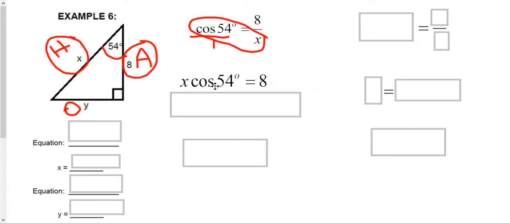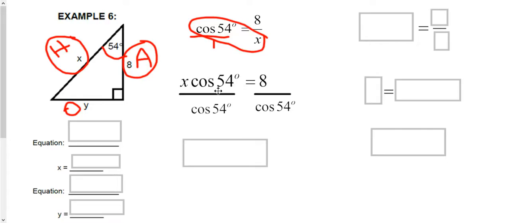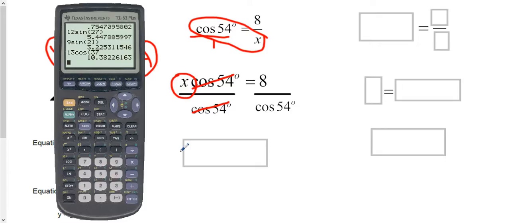Now, since this is multiplication, to get x by itself, I'm going to divide away this cosine of 54. So on paper, it looks like this, and you should write it down. We're dividing both sides of the equation by the cosine of 54. What happens is it cancels out, and we get x all by itself over here. What does x equal? It equals now not 8 times the cosine of 54, but 8 divided by the cosine of 54 degrees. So we just plug that into the calculator now. If you have any questions, let me know.